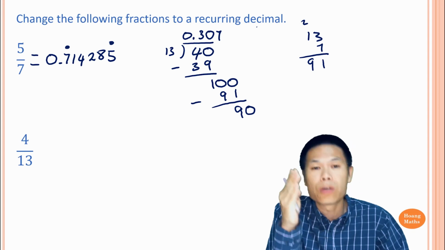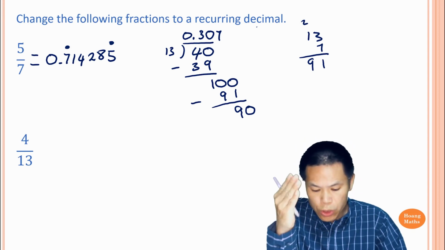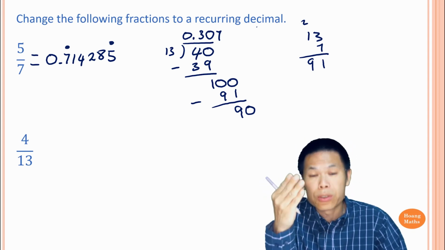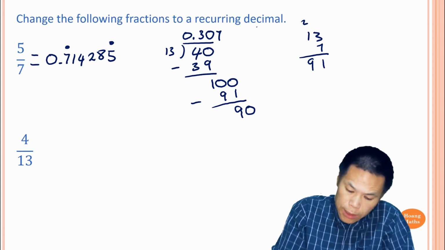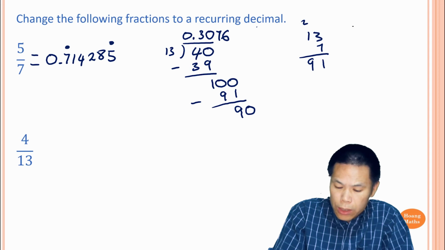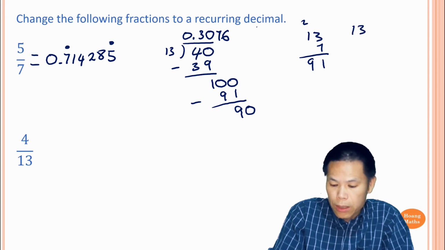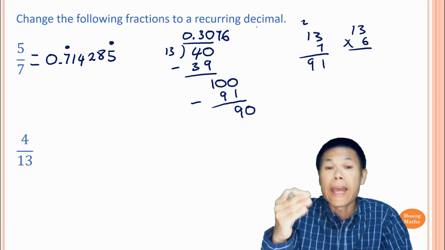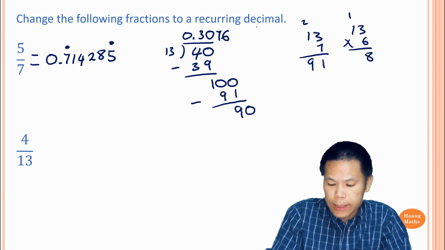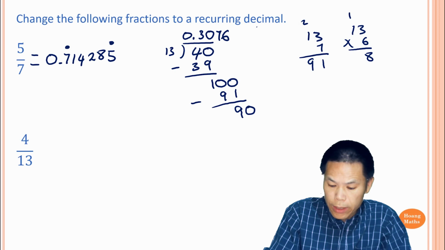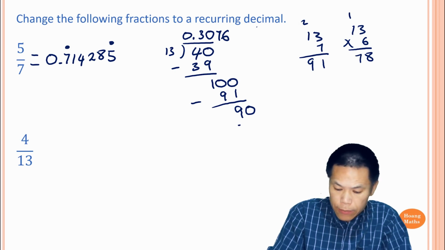And 13 go to 90. So which is, should be 6. Because 7 times 13 is 91. So it should be 6. And then I just go 6 times 13. Or 13 times 6. And 3 times 6 is 18. Carry 1. And 6 times 1 is 6. Add 1 is 7. So that is 78.